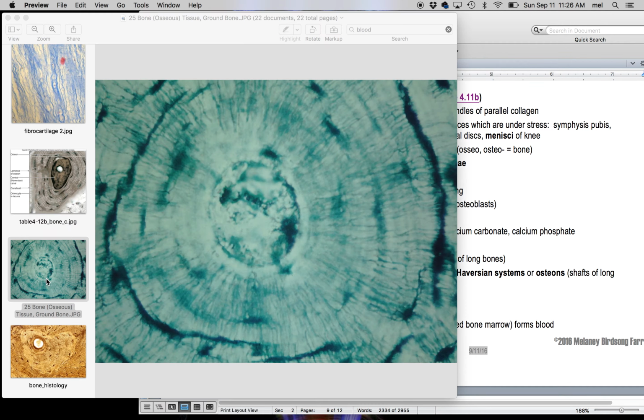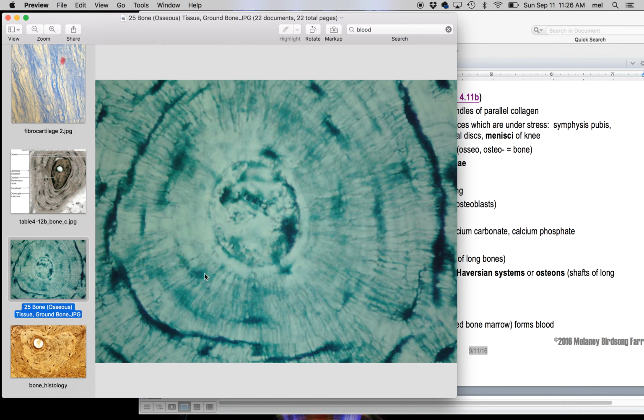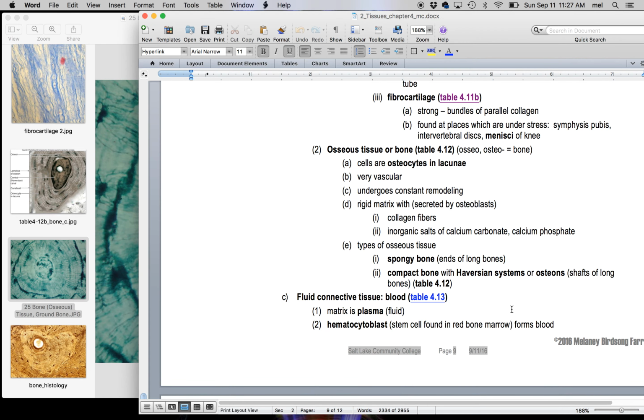Let me briefly mention what the matrix is made of in bone. The matrix in bone is made of calcium crystals and collagen fibers. You don't have to label the collagen fibers, but it's very much like reinforced concrete. Reinforced concrete has rebar laid down, that would be the collagen fibers, and then a solidifying sort of crystalline structure laid down on top of it, and that would be the calcium salts. And we're going to talk about this tissue again in the next set of notes as well.